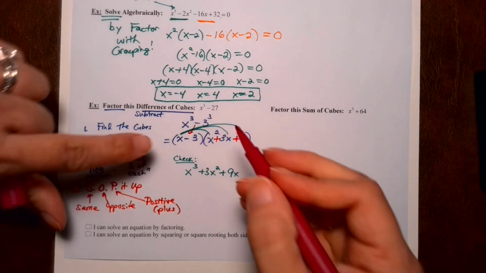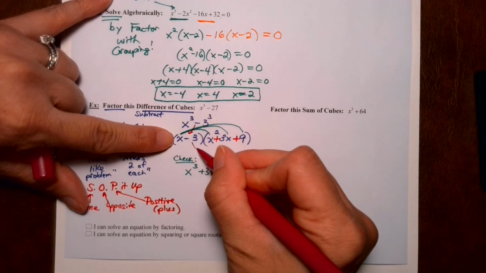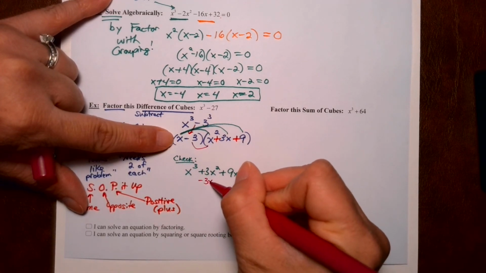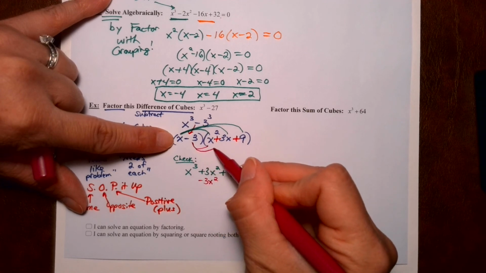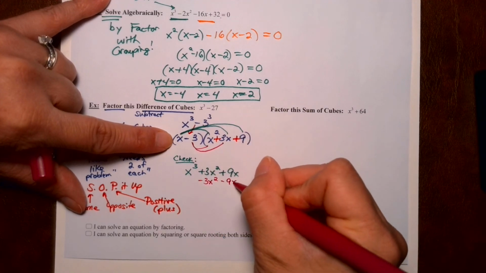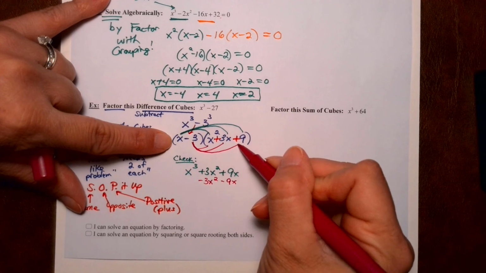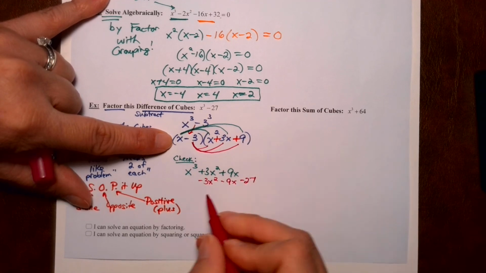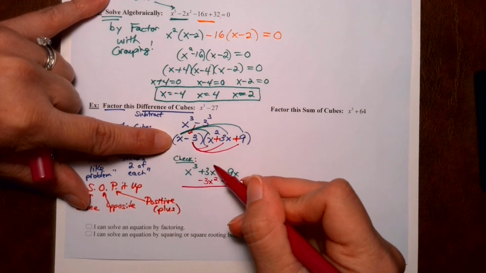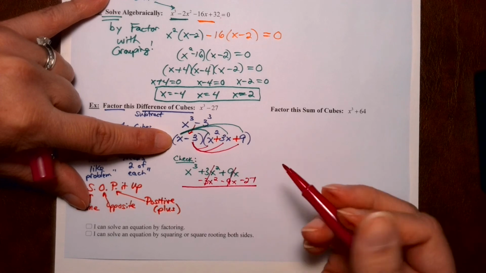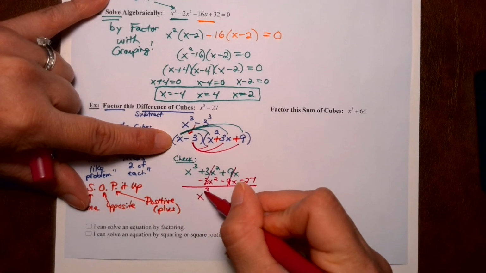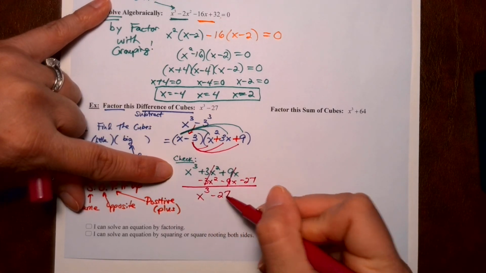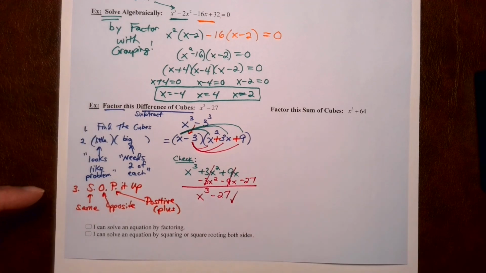Let's go ahead and distribute the minus 3. Minus 3x squared, minus 9x. A negative 3 times 9 is going to be minus 27, okay? And notice how the middles both cancel out, and we're just left with x cubed minus 27. So it does check. All right.